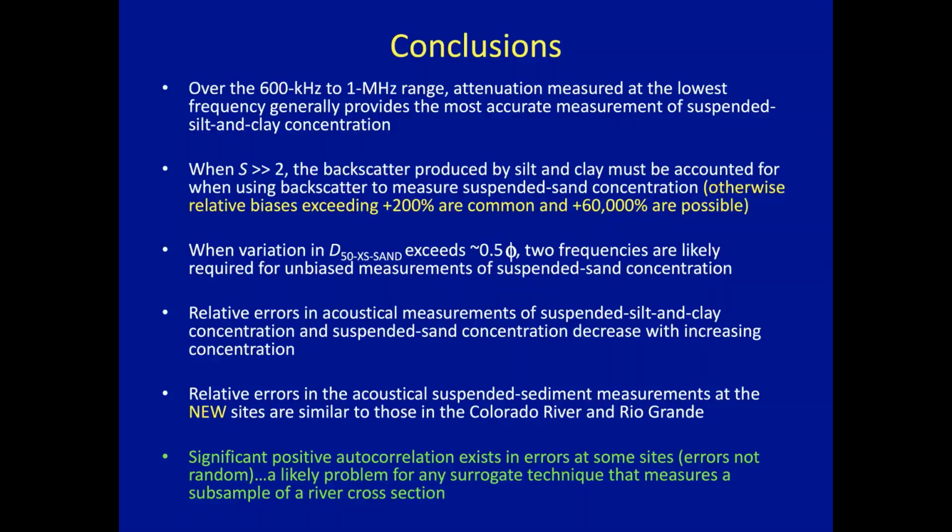And the one thing I will say, and again, the source of this error is really the subsampling issue more than it is the acoustical measurements themselves. To the degree the site you're making these measurements at has an insonified region which is more representative of the conditions in the entire cross-section over a wide range of flow and sediment conditions, the less the error, and also the more random the error. What we have seen is that there is significant positive autocorrelation in errors at some sites. Basically, as I pointed out, it really comes down to your site and how representative your subsample is of the entire cross-section.